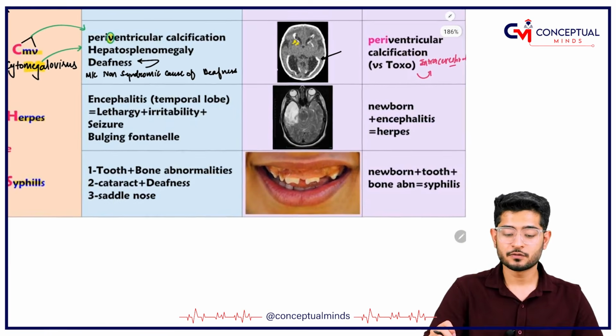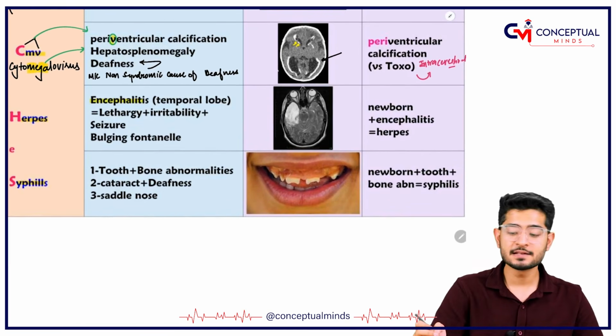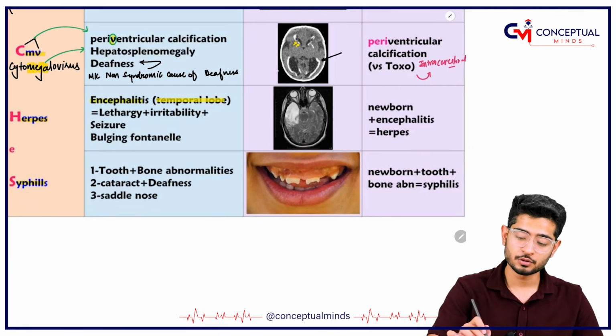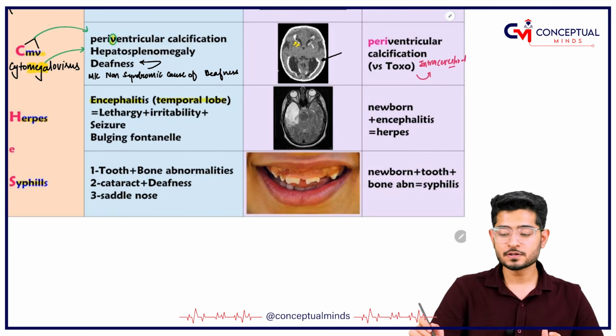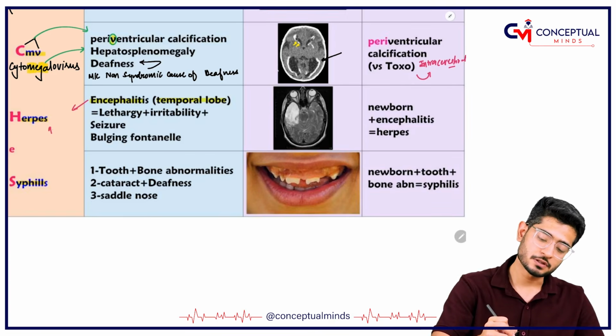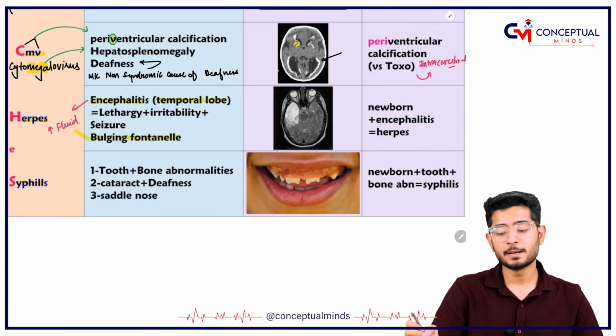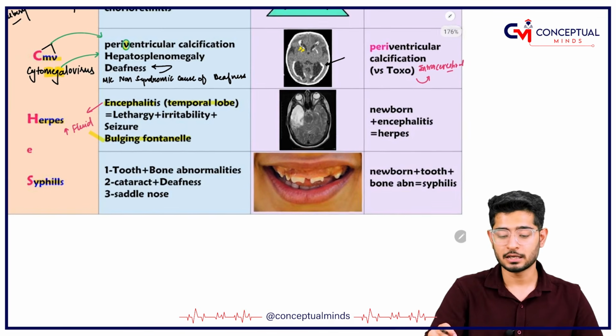Coming on to H for herpes. Now herpes is responsible for causing herpes encephalitis, and the most common lobe associated with herpes is going to be the temporal lobe. That is of course going to have what? It is going to have lethargy, irritability, seizure, and of course because there is encephalitis, that means inflammation, so there will be increased fluid, and because of increased fluid there will be bulging fontanelle. Bulging fontanelles are going to be there in herpes.